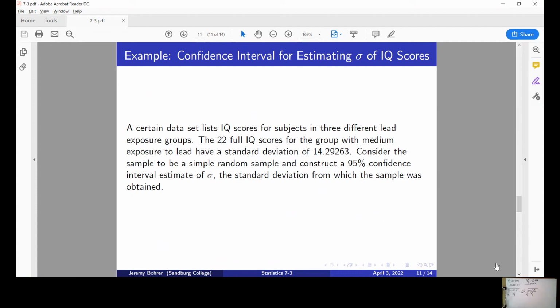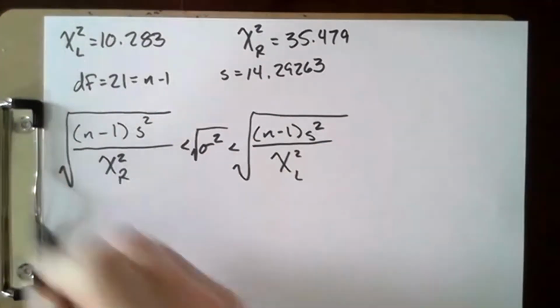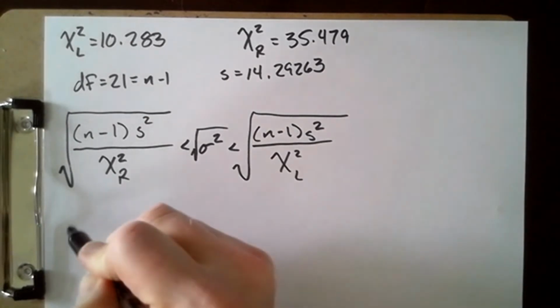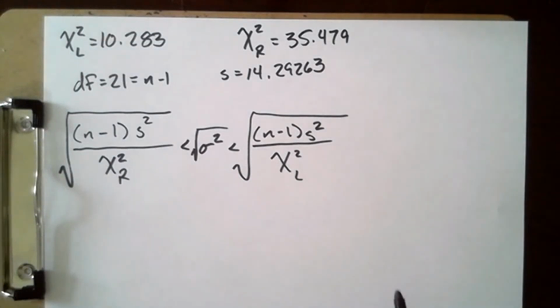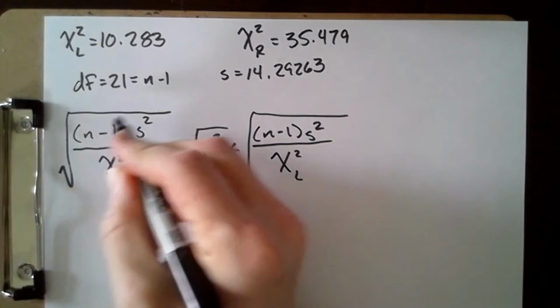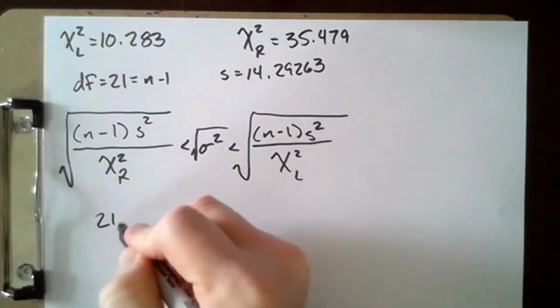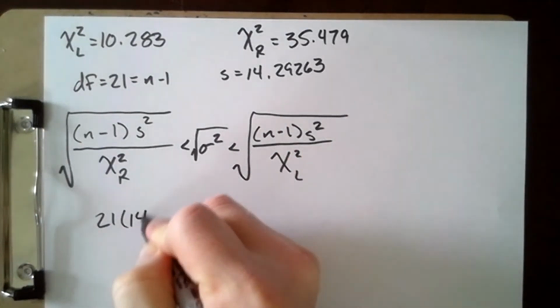So, go back here and we can fill this in. This is our formula to find a confidence interval for sigma. We use the square root of n-1 times s squared over chi-square R is less than sigma, is less than the square root of n-1 times s squared over chi-square L. So n-1, that's our degrees of freedom, that's 21, times s is 14.29263 quantity squared.